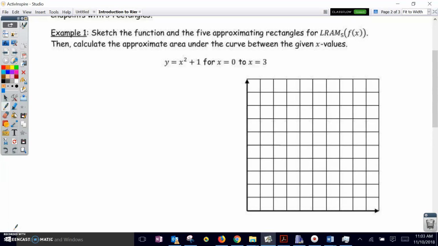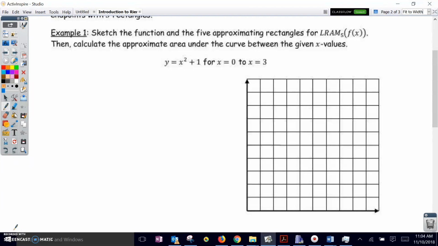Alright everybody, welcome back. In this video we're going to look at the first two examples from the Introduction to Riemann Sums lesson. And the first example says we're to sketch the function and the 5 approximating rectangles for LRAM sub 5 of f of x, and then we're going to calculate the approximate area under the curve between the given x values. So first things first, I'm going to sketch the function.